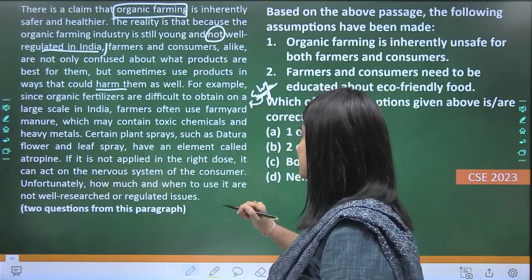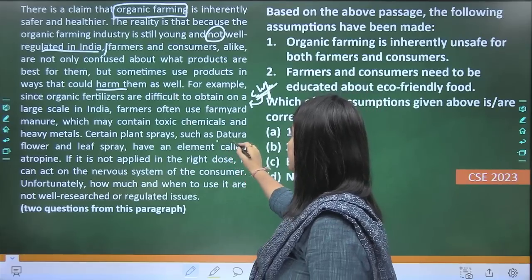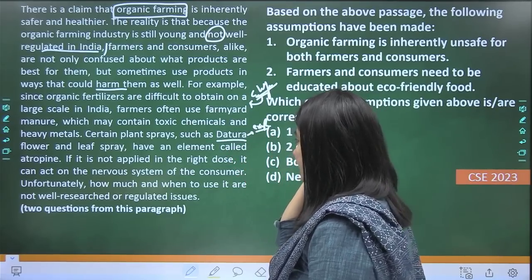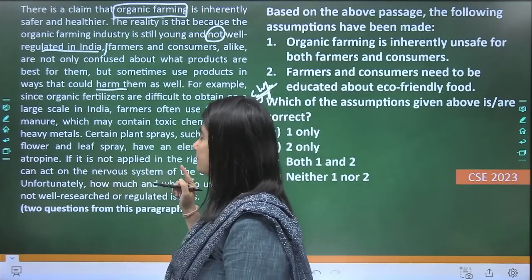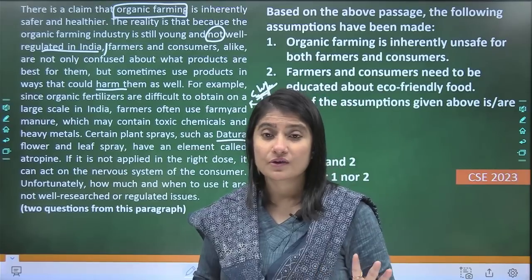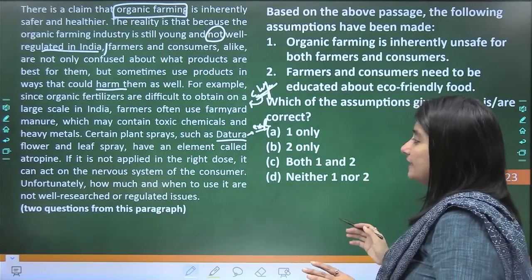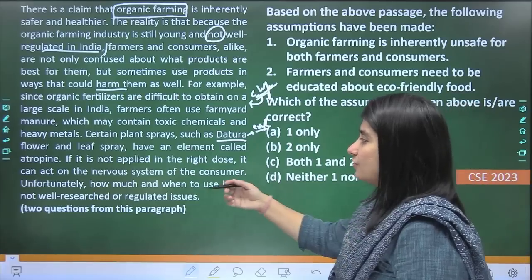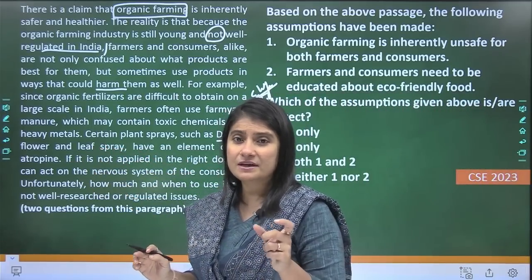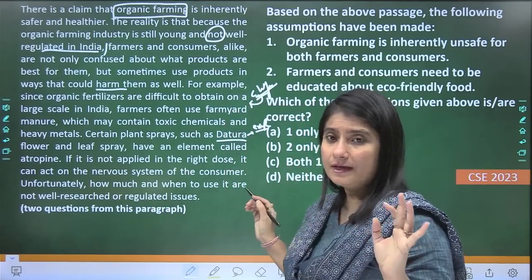Certain plant sprays such as dhatura flower and leaf spray. Now this is a very vivid example of one substance. It has an element called atropine. Now this atropine is not important for us. UPSC is not going to ask you which is the element found in dhatura leaf and flower. If you cannot pronounce or read this thing properly, just let it go. It is a technical term and really is not going to make any difference in solving the MCQ.